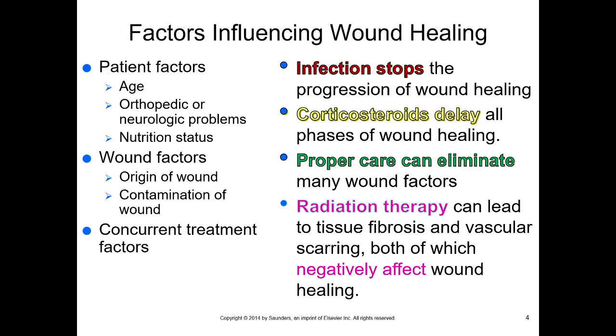Some things that influence wound healing. Some patient factors. The older they are, the longer it takes to heal. If they have orthopedic or neurologic problems, it'll take a little bit longer to heal. If their nutrition status is bad, we need nutrition for those healing factors. Wound factors. How is the wound made? Is there any contamination of the wound? Bacterial infection stops the progression of wound healing.